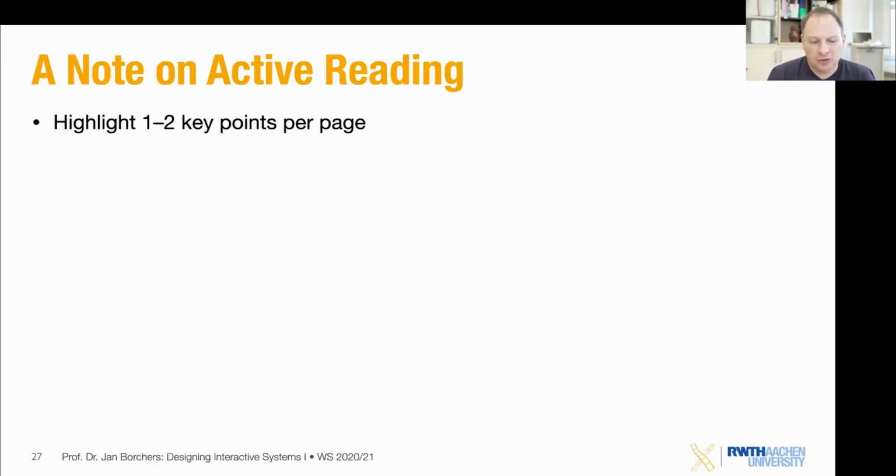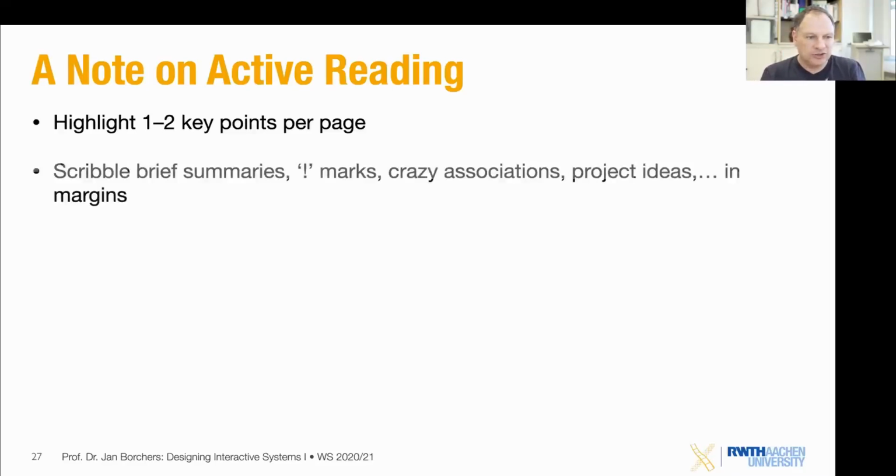If you read a book, do active reading. Take this book, take a marker and start highlighting things. And not every sentence, right? That's useless, but 1 to 2 key points per page at least, so that you make your brain think about what you're reading. Scribble brief summaries in the margin. If you think you've understood a concept, then write it in your own words, right in the margin. Make exclamation marks where you think something important came up, or a crazy association that says, wow, this example of bad usability really reminds me of my student dorm door, or something like that.